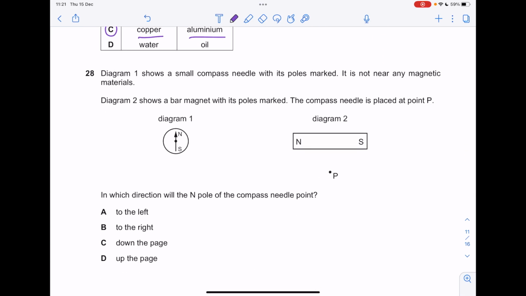Diagram 1 shows a small compass needle with its poles marked. It is not near any magnetic materials. Diagram 2 shows a bar magnet with its poles marked. The compass needle is placed at point P. So down here, this compass needle will be placed. In which direction will the end pole of the compass needle point? Remember, opposite poles will be attracted, so therefore it means that this compass will be pointing to the south, to the right.